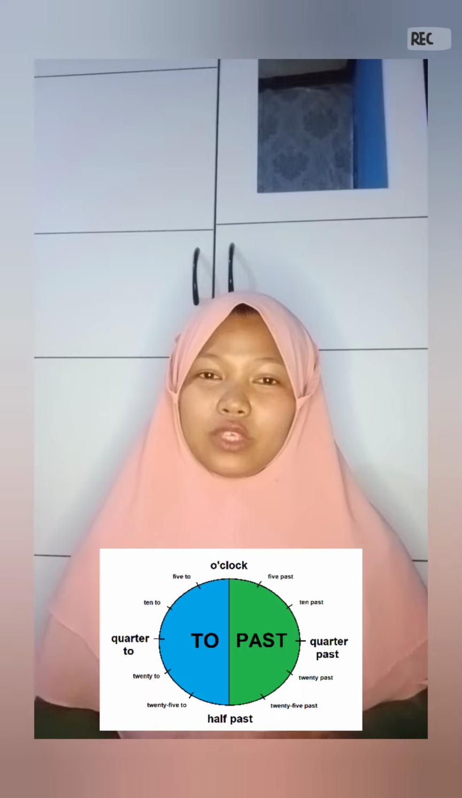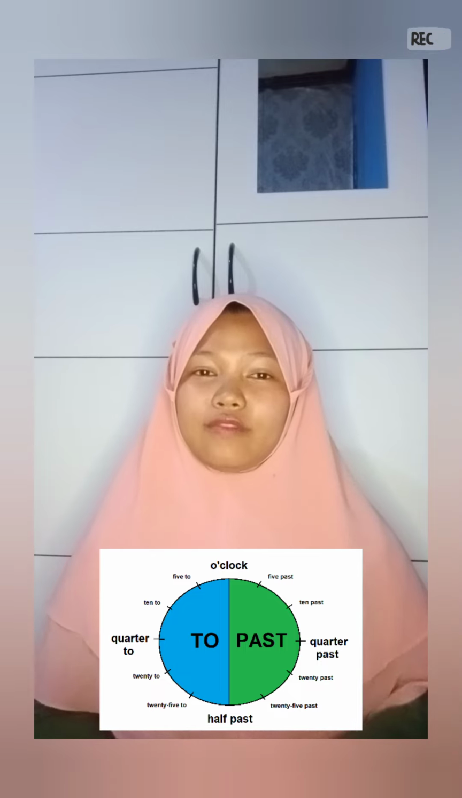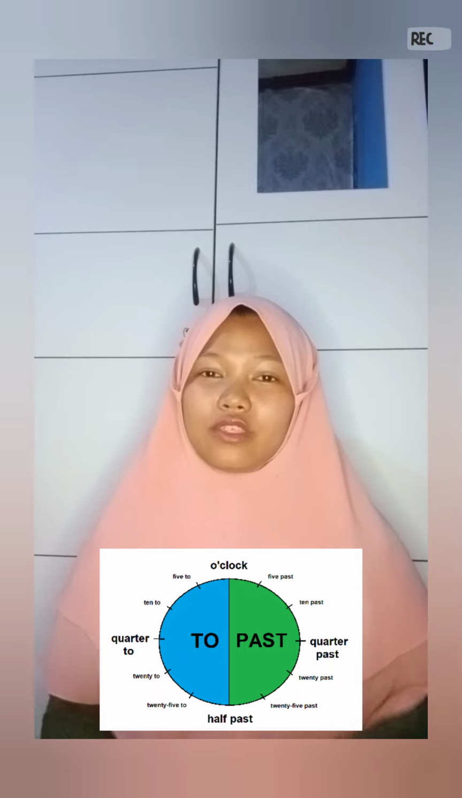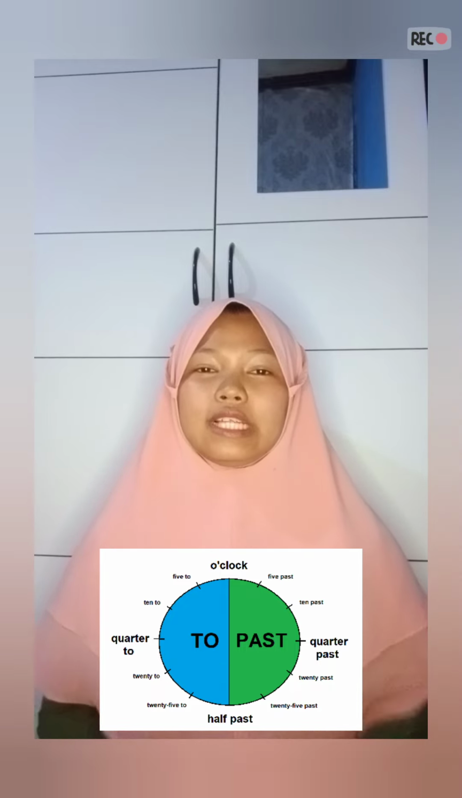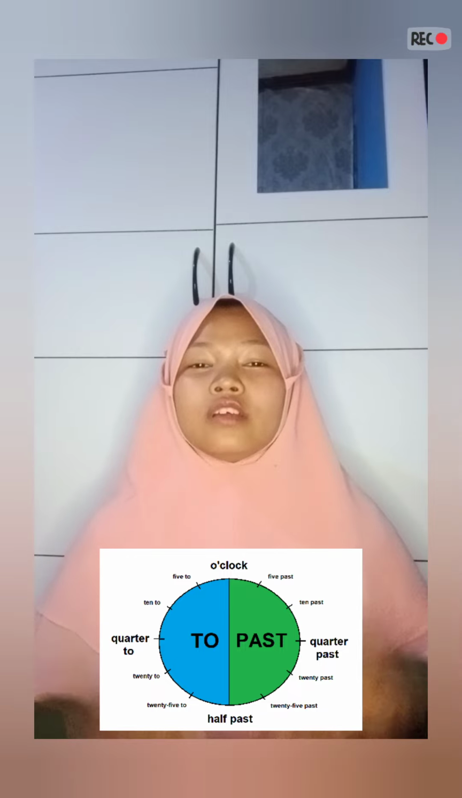For any minute beyond the half hour, use the word to before the next o'clock. Examples using to: 20 to 4 or 3:40, quarter to 4 or 3:45. If the minutes are similar or more than 30 minutes, then we use past in telling the time. If the minutes are less than 30 minutes, then we use to in telling the time. Remember it.